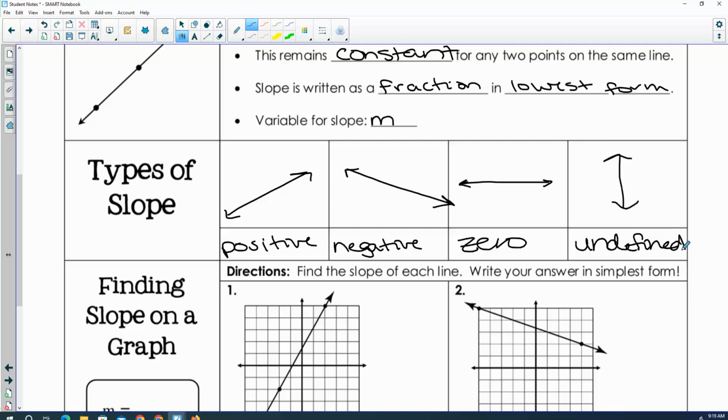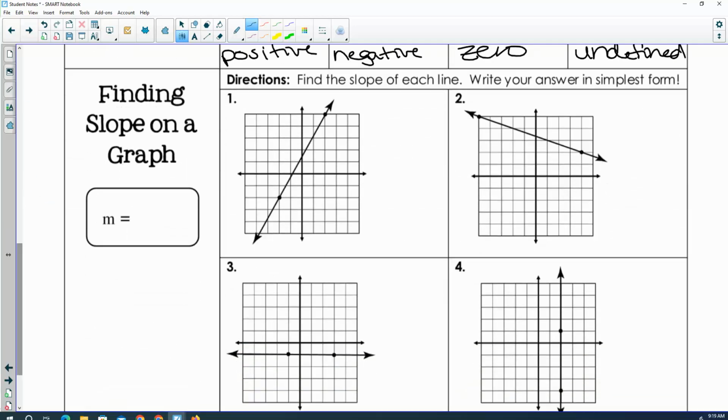Any questions for me so far? So let's practice finding the slope when I give you a graph. This is all we're going to do today. We'll do some examples of this.